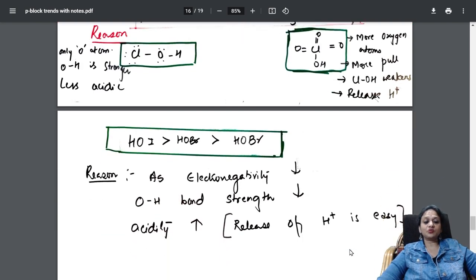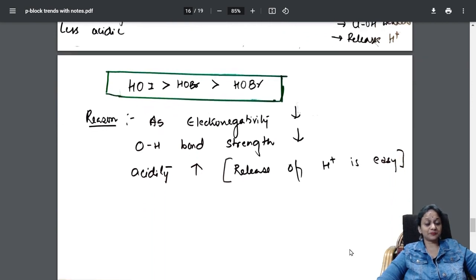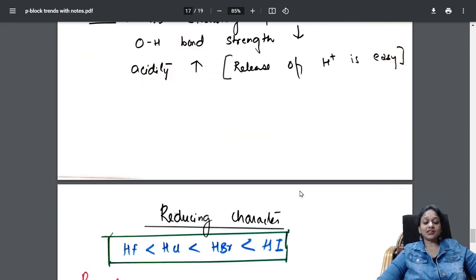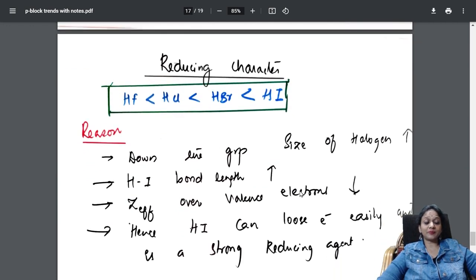Then comes one more with oxo acids, acidic strength. This also is mentioned. So this strength also is very important, and how it depends upon the release of proton. Slowly, and then I took it to the reducing character, which is the most important part of your group 17. HI is the strongest reducing agent, and HF is the strongest oxidizing agent.